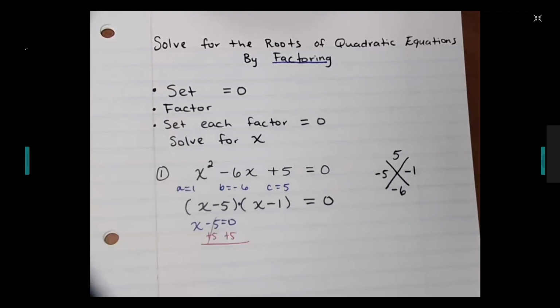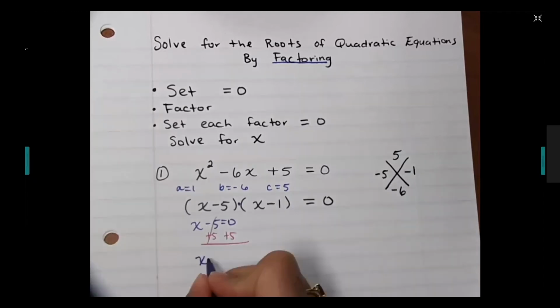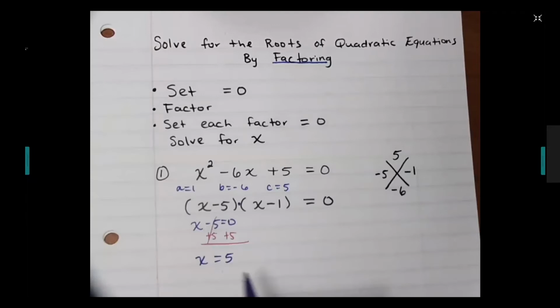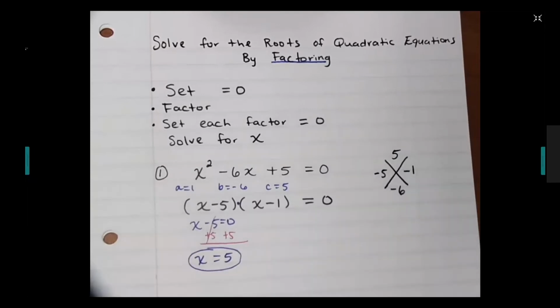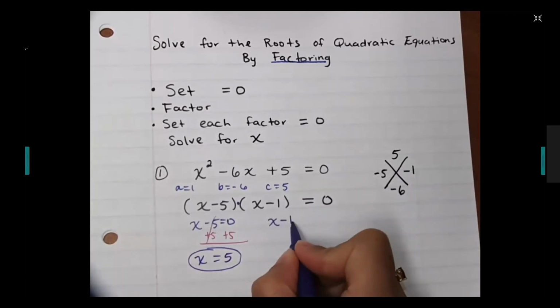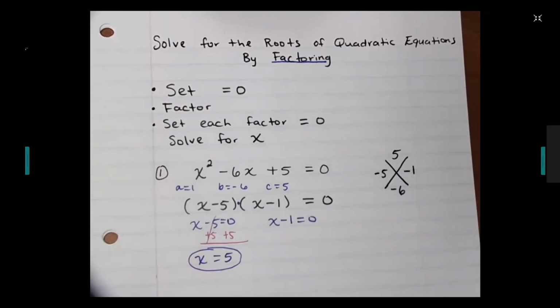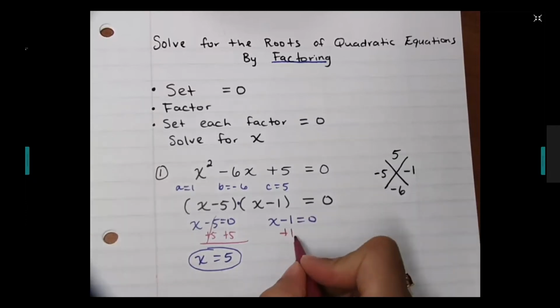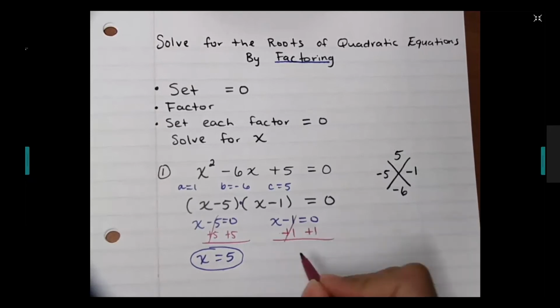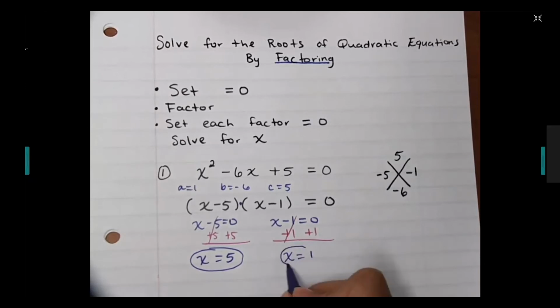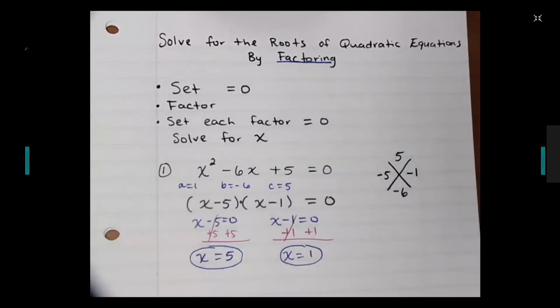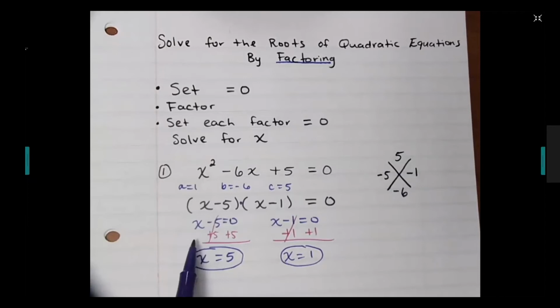So that means that x equals 5. That's one of your roots. But we have another factor, so that's going to give us a second root. Set that equal to 0 and solve for x. Here we would add 1 on both sides, so we end up with x equals 1. There you go. You just factor, then set each factor equal to 0 and solve for x, and these are going to be your roots.